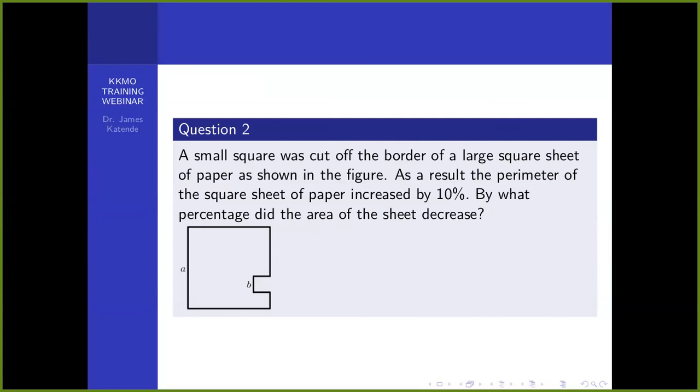Is it 4%? Yes, I think it should be 4%. I don't want to give out the answer, but let someone else try. Anybody else with a different answer? How did you get the 4%?